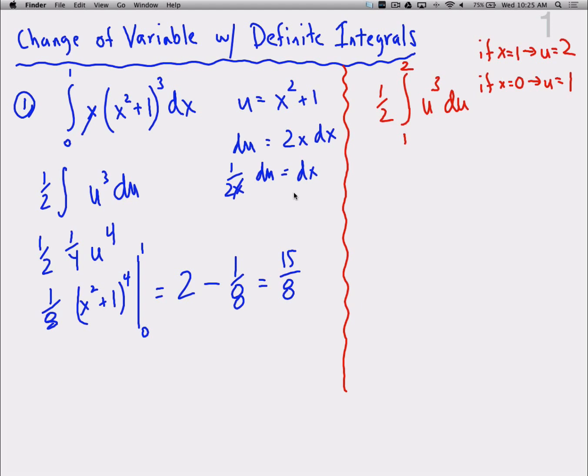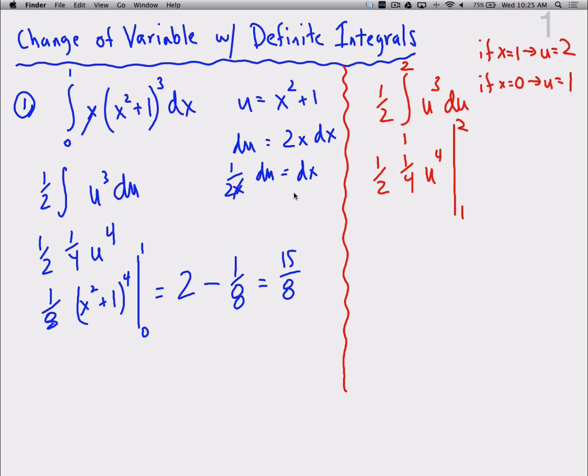You still have to do the f of b minus f of a or whatever. Yep, still have to solve the problem, but what I don't have to do is the step where I sub back in for x. So I'll finish the problem. I take the antiderivative, I get 1/4 u to the 4th. But now I'm just going to sub right in for 2 and 1.